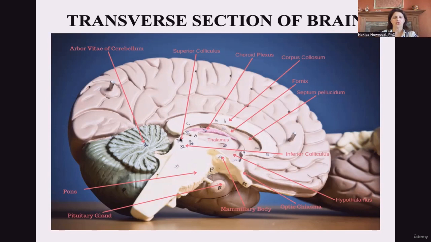Here I have superior colliculi number 31, inferior colliculi number 32. Collectively, there are four structures. They're called corpora quadrigemina. Here I'm looking at pituitary gland. This is pons. This is mammillary body. This is optic chiasma, hypothalamus, and thalamus.